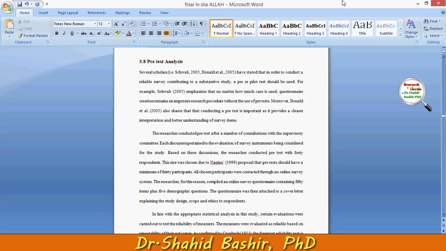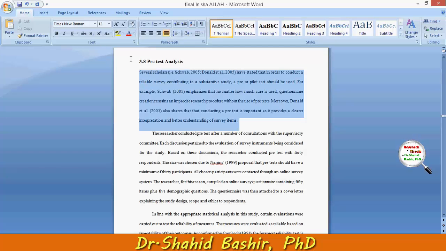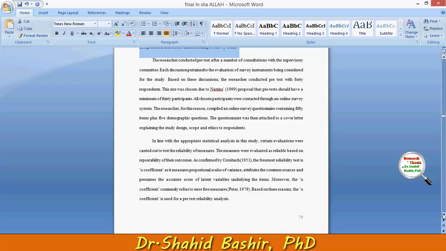For example, this researcher emphasizes that no matter how much care is used, questionnaire creation remains an imprecise research procedure without the use of pretest. All this is to justify that pretest analysis is necessary before conducting the actual survey research.